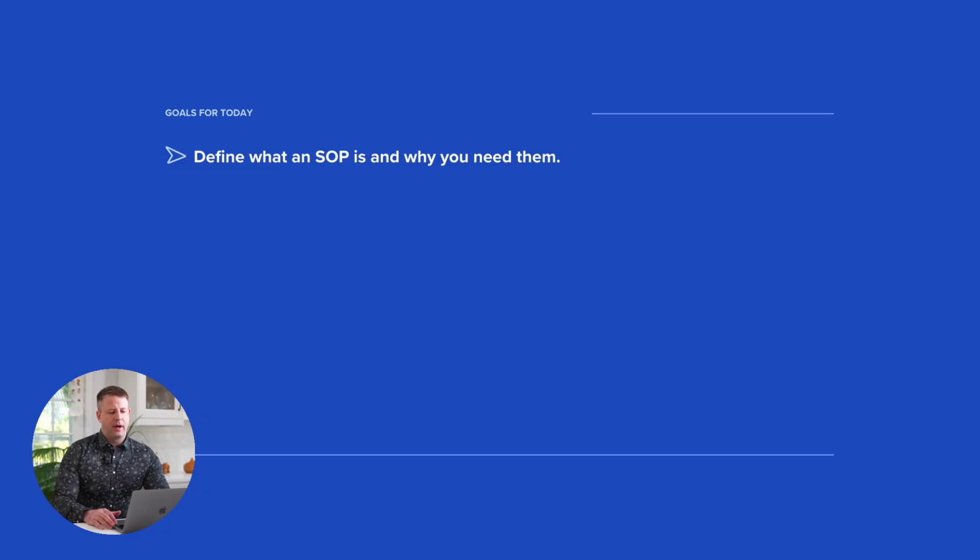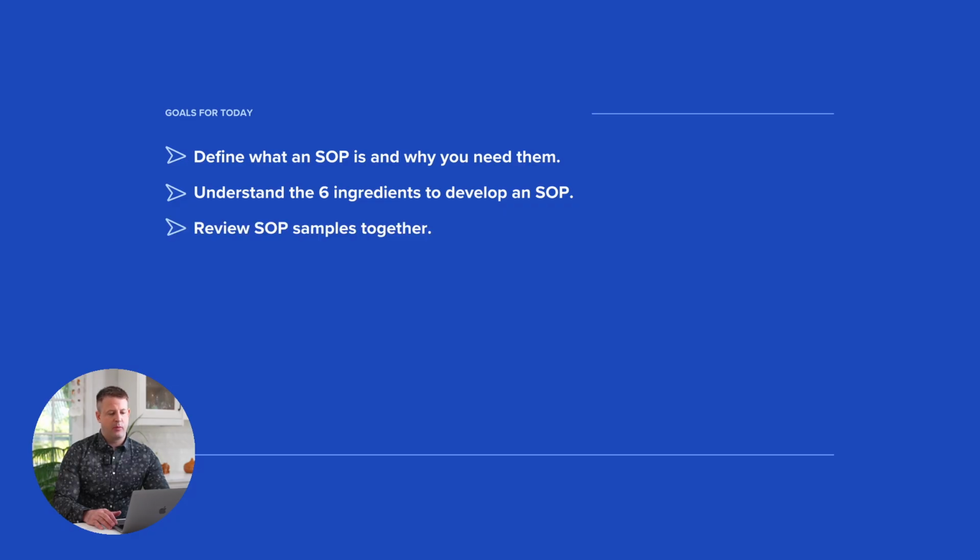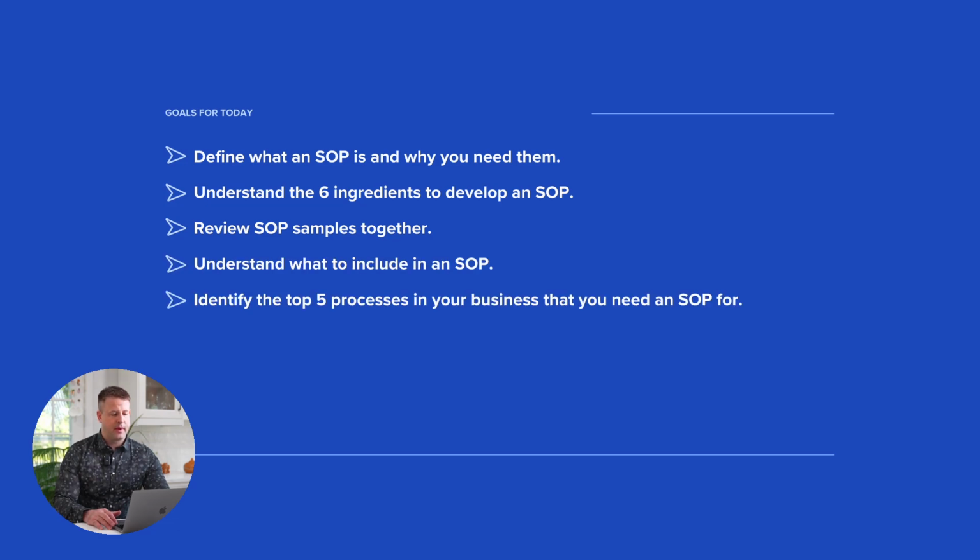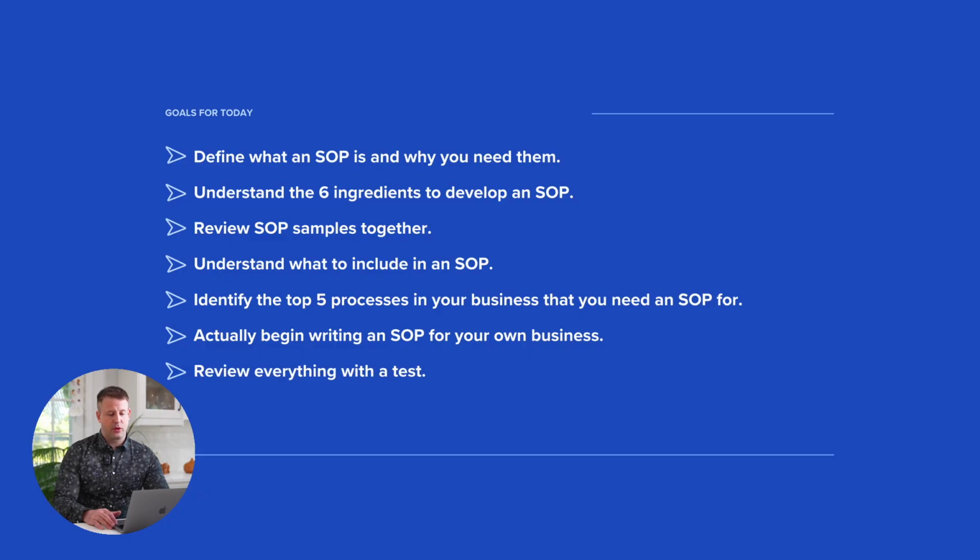We are gonna define what an SOP is and why you need them. We're going to understand the 6 ingredients to develop an SOP, and we're going to review SOP samples together. Also, we'll understand what to include in an SOP. We'll identify the top 5 processes in your business that you need an SOP for, and we'll begin writing an SOP for your business. We'll give you some steps on that. We'll review everything with a quick test.